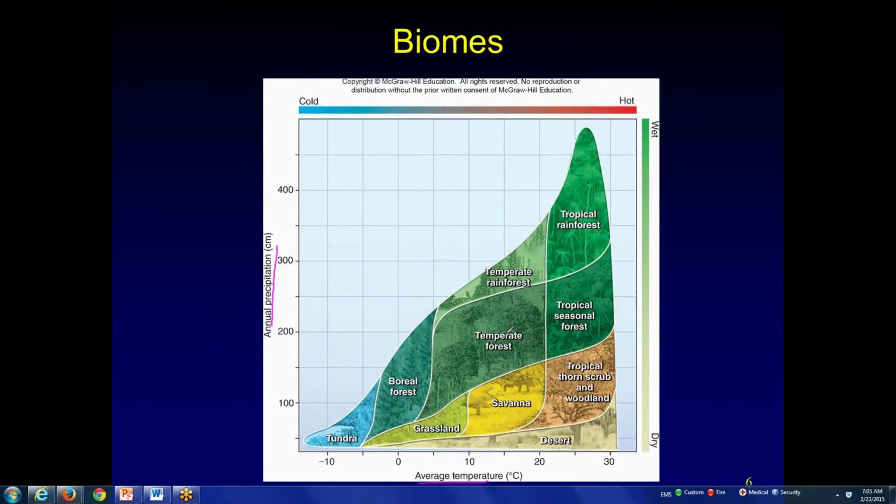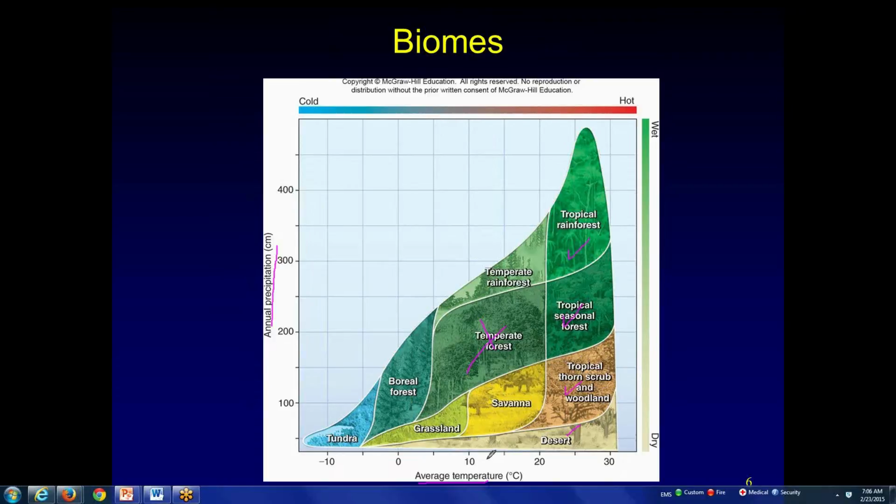So where will we find temperate forest? Well, we're pretty much in the middle. So we have a pretty good amount of rain, but not as much rain as the temperate rainforest or tropical rainforest. We're also not as hot as deserts typically, in most deserts. We're not as hot as tropical seasonal forests or tropical rainforests or tropical thorn scrub and woodland. We're kind of in the middle in terms of temperature.